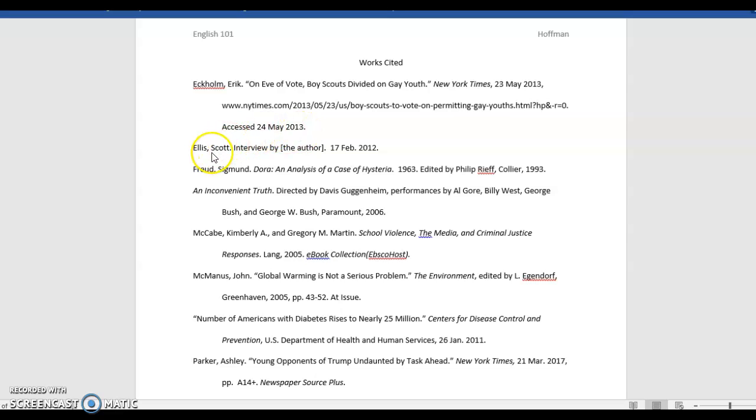The next piece is an interview. You cite it by the person who was interviewed. Ellis, Scott, interview by. And then you're going to put your name here, assuming you're the person who did the interview. Interview by the author, meaning you, whoever your name is. Your name will be straightforward, period, and then the date. You do not have to put how the interview was conducted, whether it's personal interview, telephone interview. That is irrelevant.